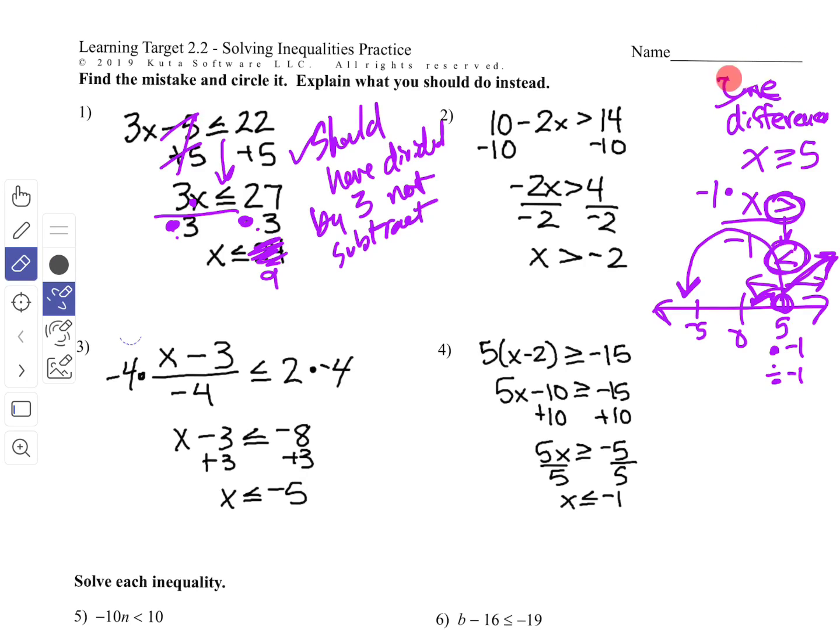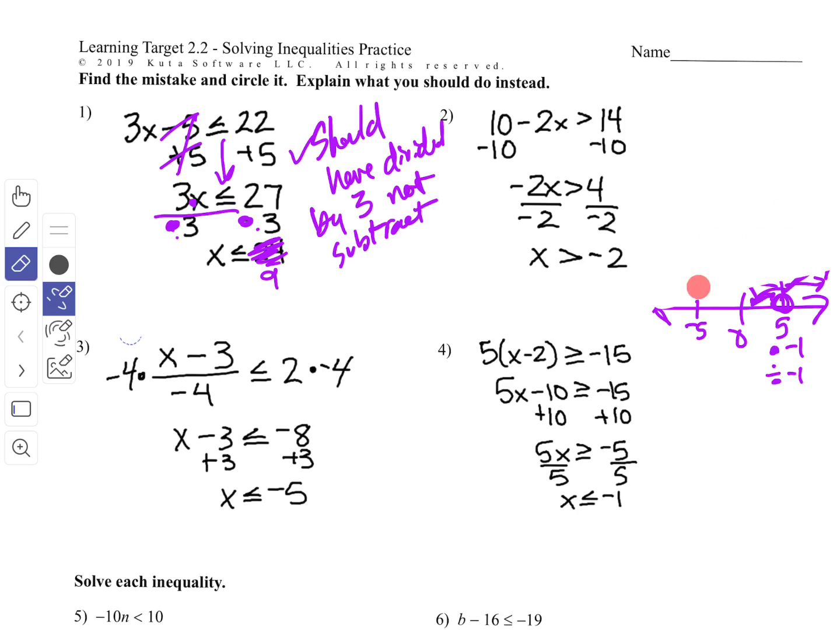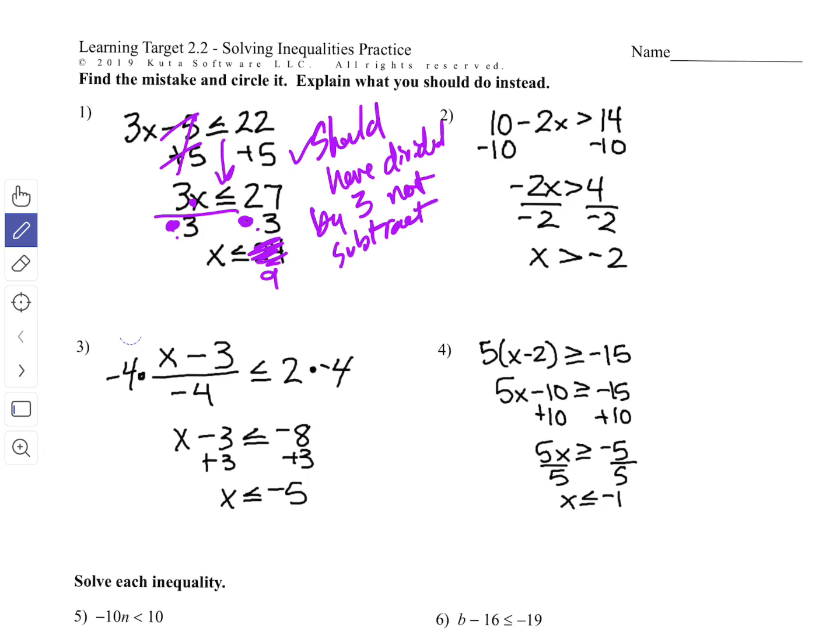Okay, gonna erase all this now. So number 2, we have a positive 10. We start by subtracting 10 from both sides. That starts off good. 14 minus 10 is 4. We drop the negative 2x down. That's correct, the symbol stays the same. Then we divide by a negative 2. That is also correct. 4 divided by negative 2 is negative 2.